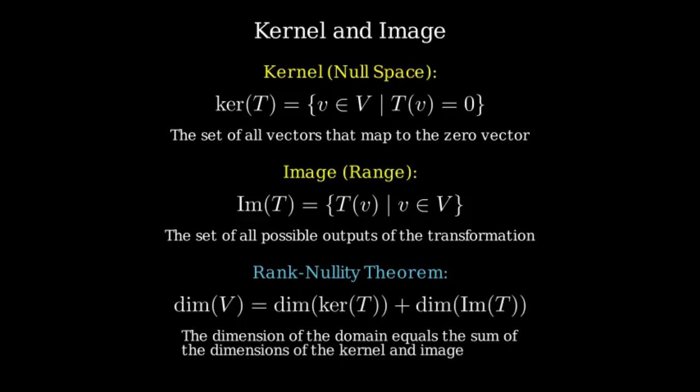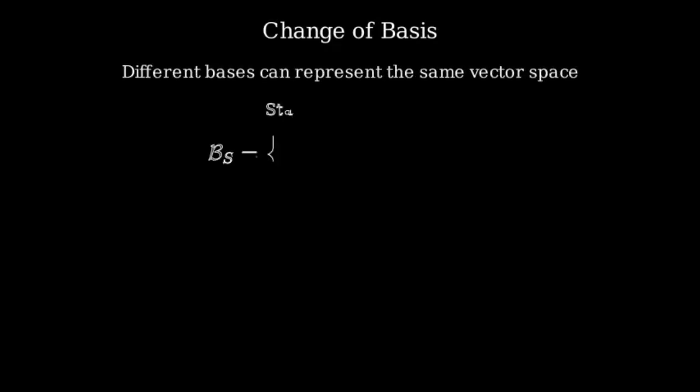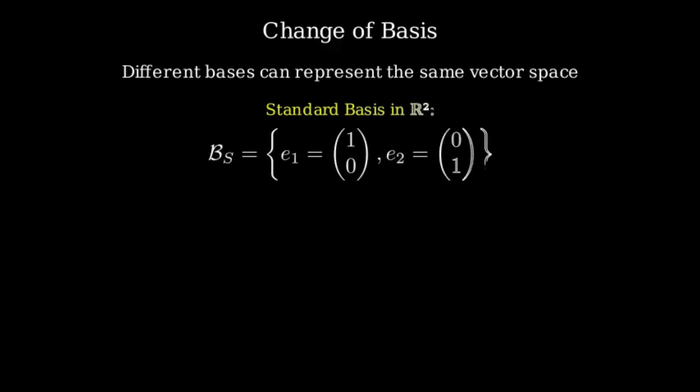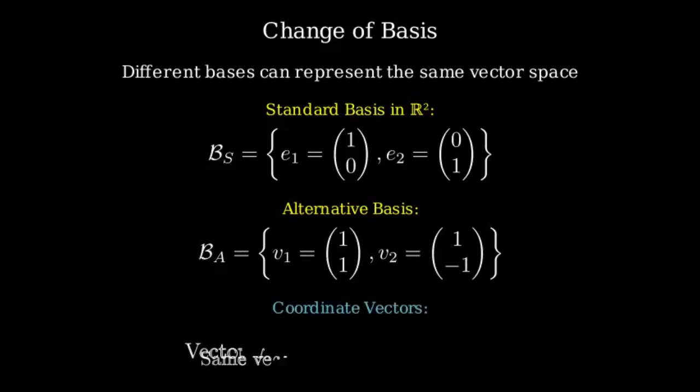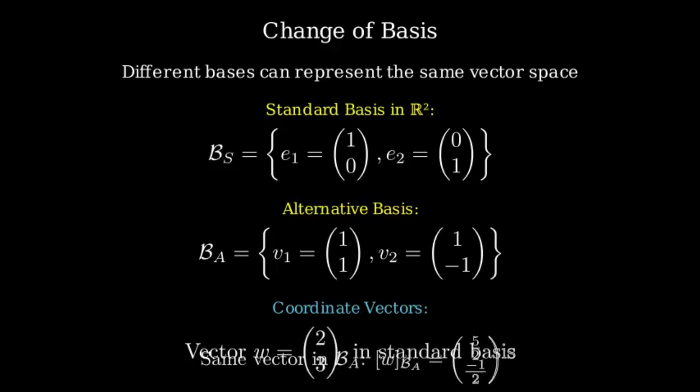If we have two bases B and C, the change of basis matrix P transforms coordinates from C basis to B basis. This matrix is constructed by expressing each basis vector of B as a linear combination of the basis vectors of C. Applications include simplifying linear transformations, changing perspective in computer graphics, and finding eigenvectors.